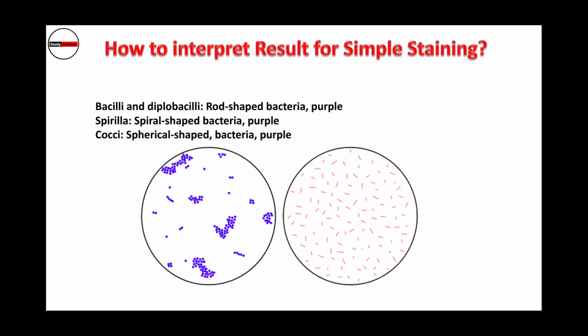So whichever stain you are using, the color of the cell depends on the color of that stain. If you are using carbol fuchsin, then you will get red colored bacteria. If you are using methylene blue or crystal violet, then you will get purple or blue colored bacteria.